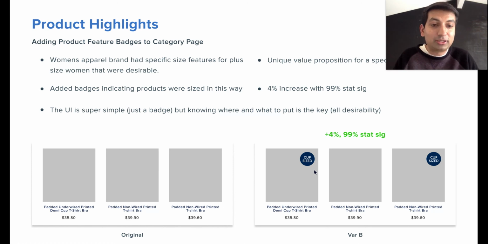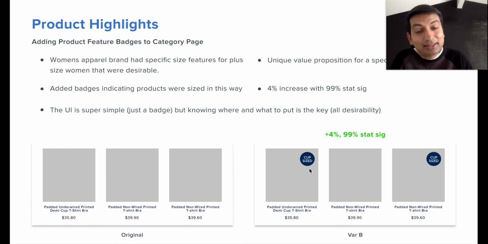And so it's heavy on desirability. The actual UI change is trivial. It's a tiny badge, right? And this is a schematic we did to anonymize the client. The actual relative size compared to the image was much smaller, right? And so the actual change was small. But knowing that this is a pain point is critical.